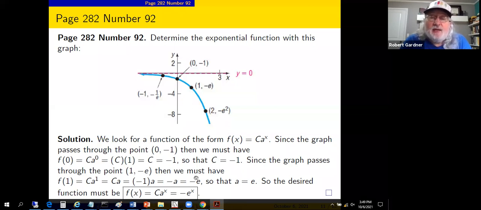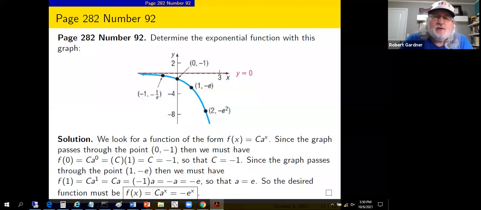So -a equals -e, and a equals e itself. And we found everything we needed. We needed a and c. a is e, c is -1. And f of x is -e to the x.